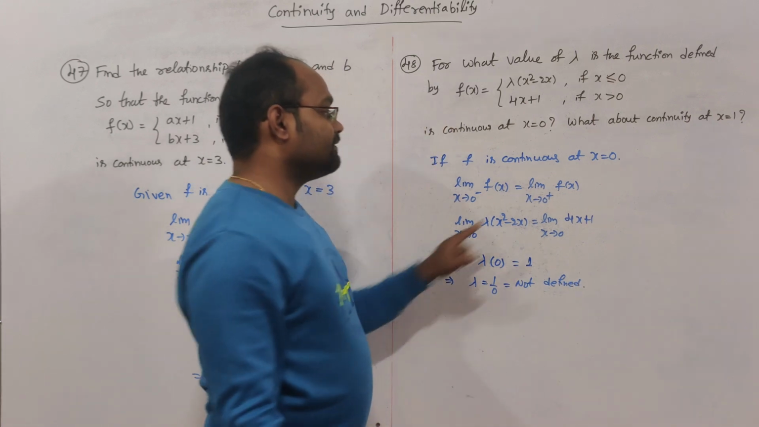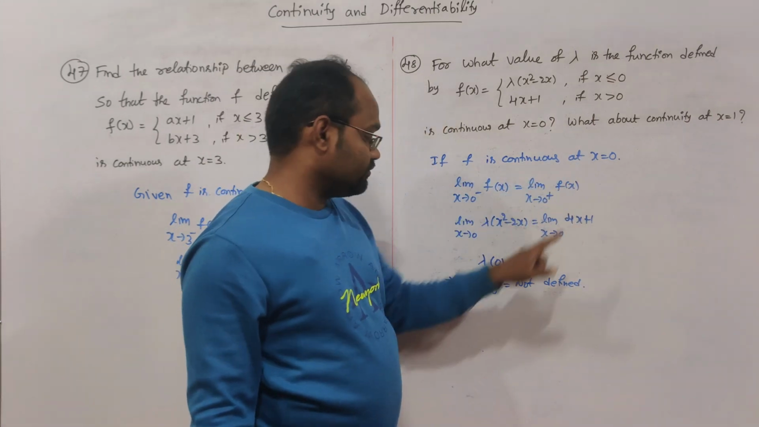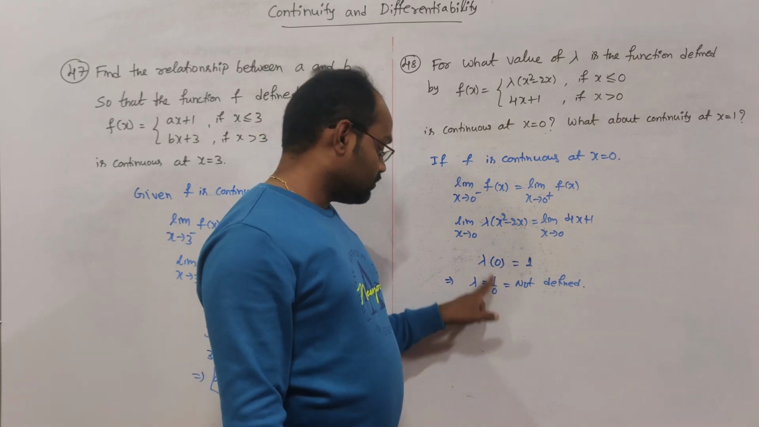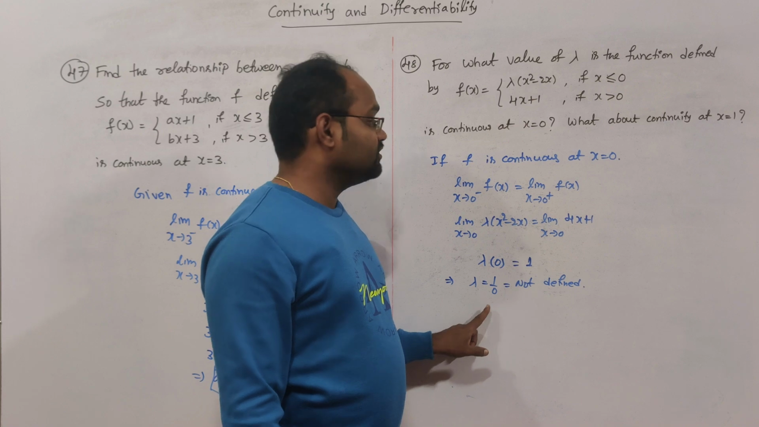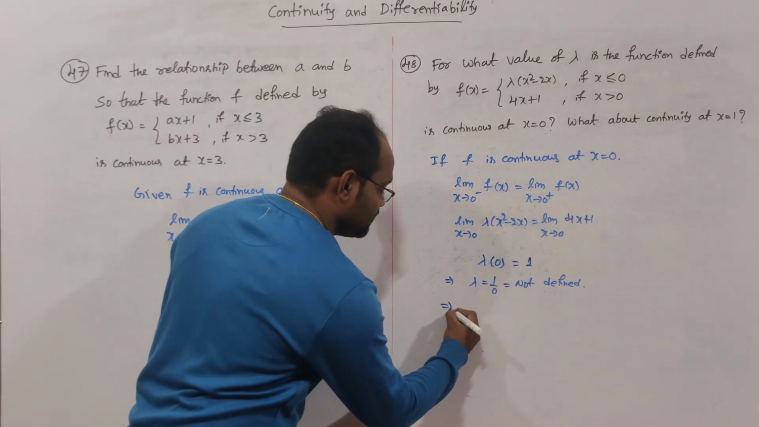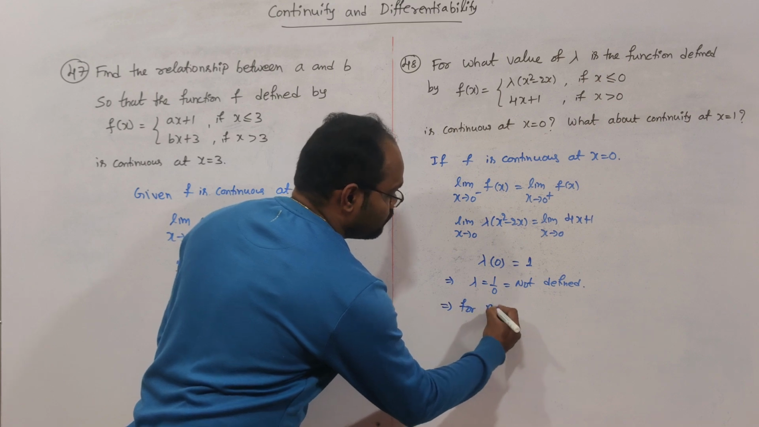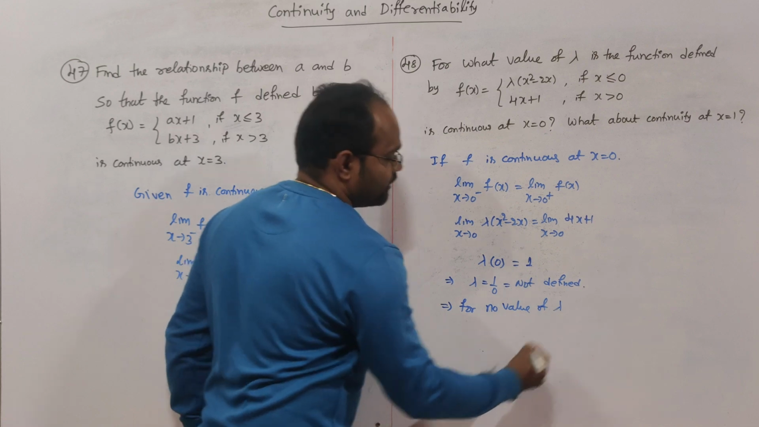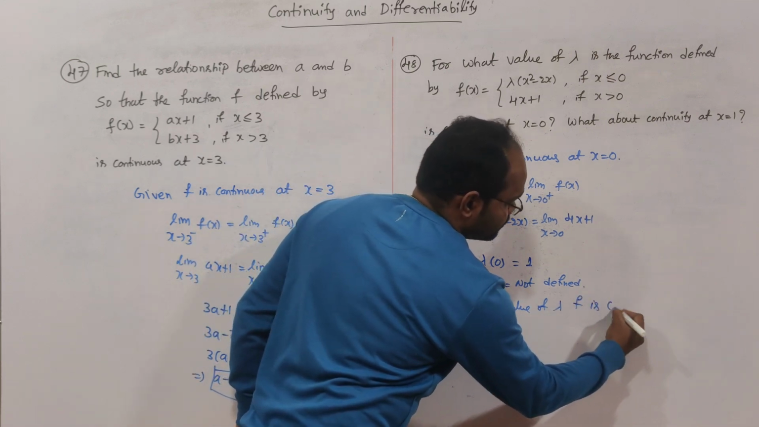That means if the function is continuous at x equal to 0, we will not get the value of lambda. That means for no value of lambda is this function continuous. So this implies for no value of lambda, f is continuous at x equal to 0.